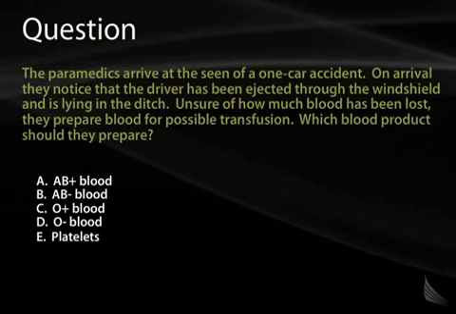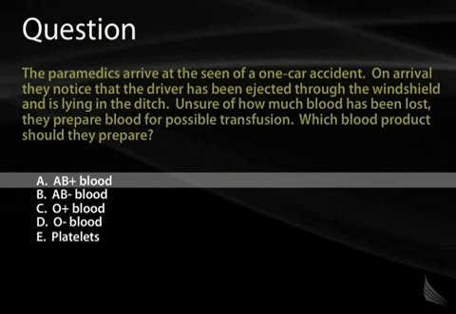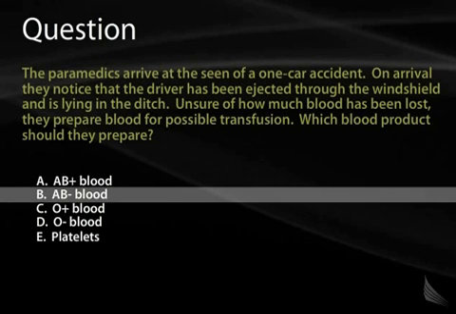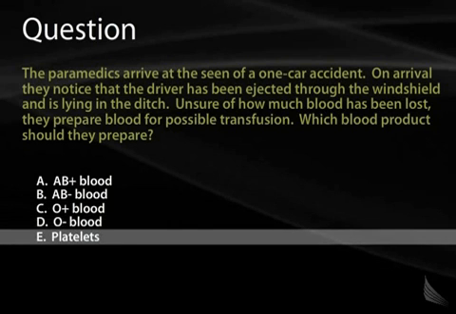How about this question? The paramedics arrive at the scene of a one-car accident. On arrival, they notice that the driver has been ejected through the windshield and is lying in the ditch. Unsure of how much blood has been lost, they prepare blood for possible transfusion. Which blood product should they prepare? A, AB positive blood, B, AB negative blood, C, O positive blood, D, O negative blood, or E, platelets.